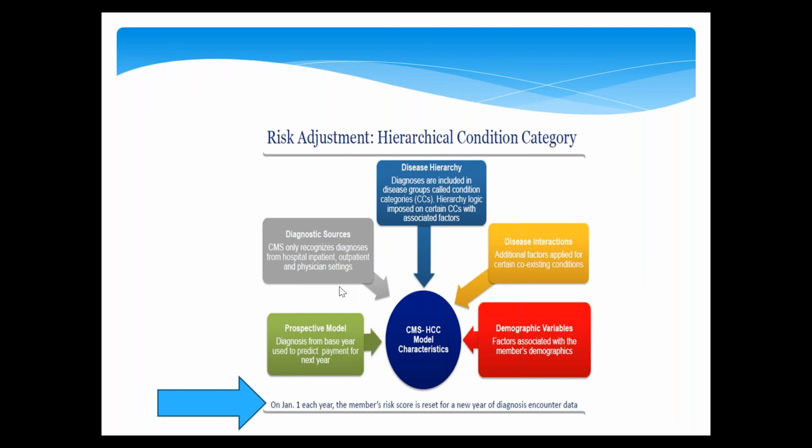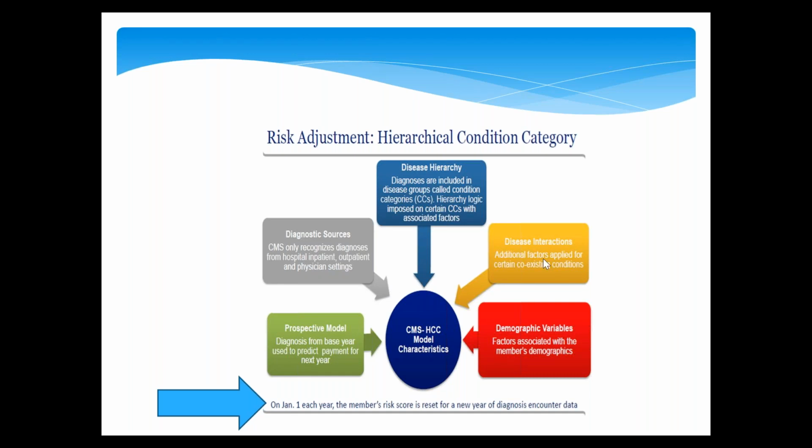So let's look a little bit more at that in detail. The sources for these condition categories come from physician offices, hospital, inpatient, and outpatient. It's a prospective model. That's critical. That means the diagnosis from this year is what's used to predict the payment for next year. So you have to be very accurate, but if you have a lot of new diseases this year, you're not getting credit for them until next year.